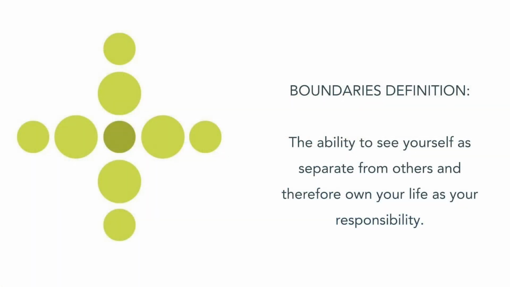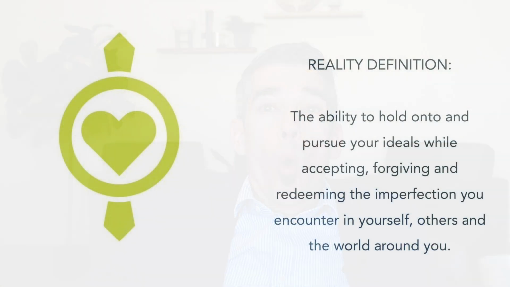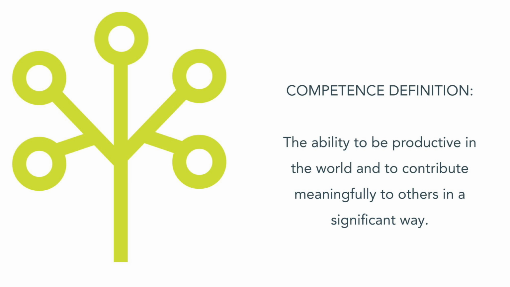And then boundaries, building on that, is the ability to see yourself as separate from others and therefore own your life as your responsibility. And then we know that building on from that differentiation piece, we have reality or integration, the ability to hold on to and pursue your ideals while accepting, forgiving, and redeeming the imperfection you encounter in yourself, others, and the world around you. And then competence builds on that. And we define that as the ability to be productive in the world and to contribute meaningfully to others in a significant way. So let's start with bonding.